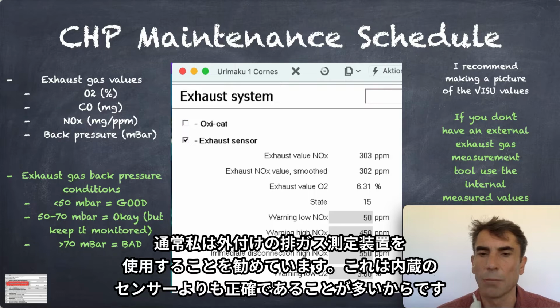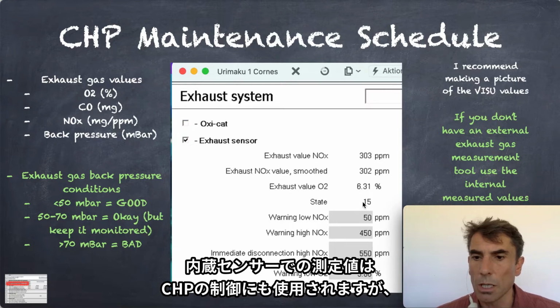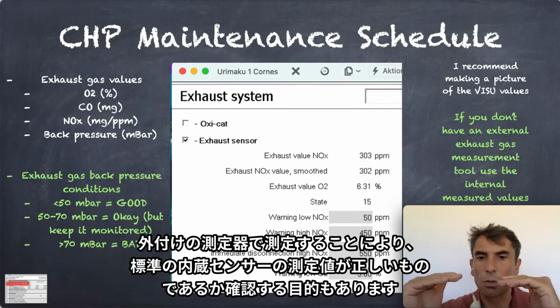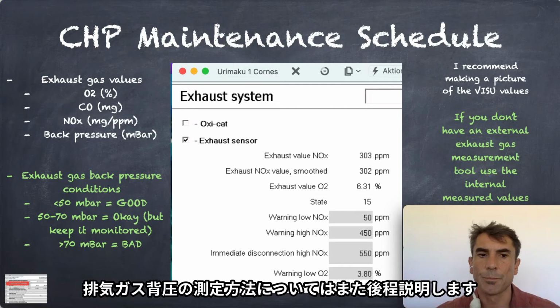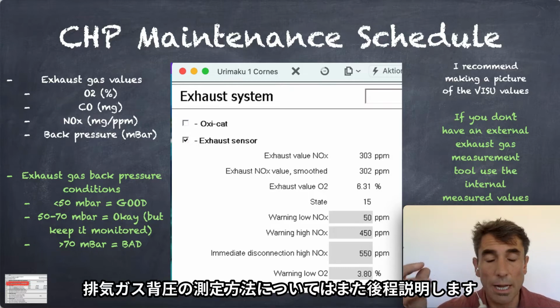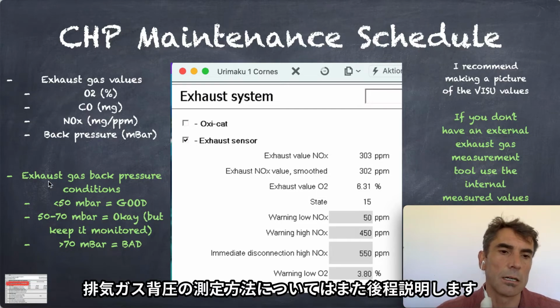I usually recommend that we use an external measurement tool, because the external measurement tool is much more accurate than the internal sensor. The internal sensor is used for the control and works very well, but to compare, it's always good to have an external measurement tool so that we can compare the values and see if there is a problem with the sensor as well. The back pressure must be measured separately with an external measurement tool, either the exhaust gas measurement tool or a tool that can directly measure the back pressure. We come to that later as well.